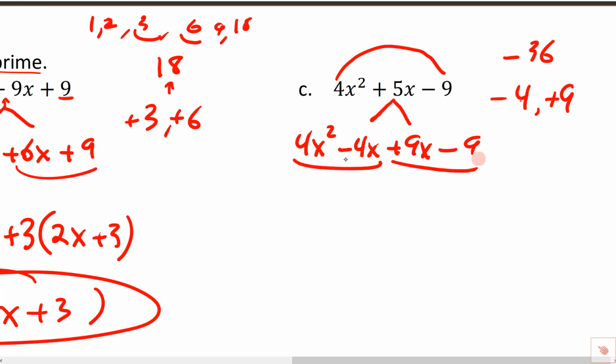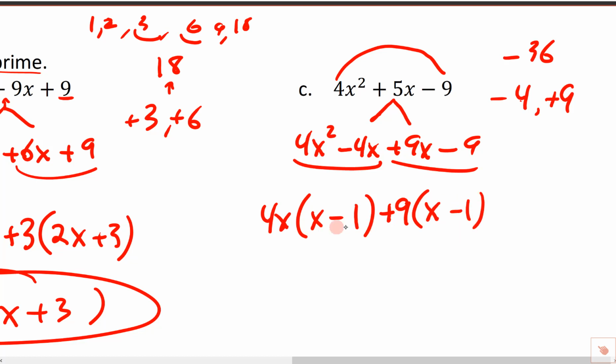So grouping here, we group the first two together. I can take out a 4 and an x. I'm left with an x, and if I take a 4x out of a 4x, I'm left with a 1, but remember that's going to be negative. And what can I take out of a 9x and a 9? I can take out, again, the sign there's positive, a 9, so we're left with an x and a negative 1. So I've got an x minus 1 here and an x minus 1 there. So we take out an x minus 1, we're left with a 4x plus 9.